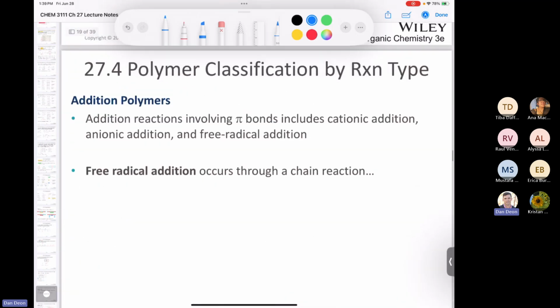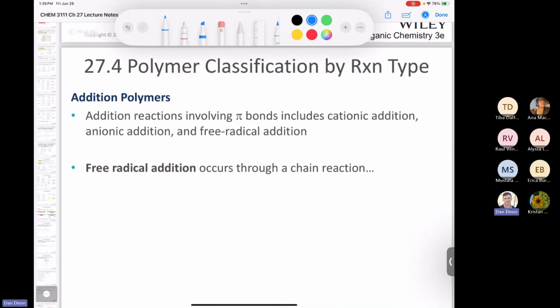So there's three that we're interested in terms of addition, okay? When we're talking about addition polymers, we're going to talk about radical addition, we're going to talk about cationic addition, and then we're going to talk about anionic addition. So you have to know all three of these different types of addition polymers and the mechanism for how they go together. But before you stress, the mechanisms are no more complex than anything you've ever seen in this class. So it's very, very doable.